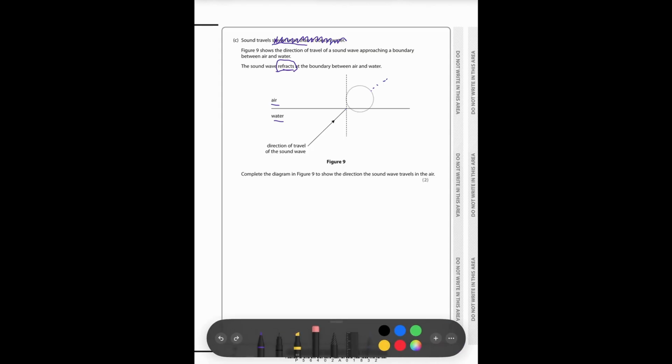So I'll just rub that out so it doesn't look confusing. It shouldn't be there. It should be carrying on going this way towards the normal, so anywhere towards the normal. And I know, yeah, that's definitely right there.